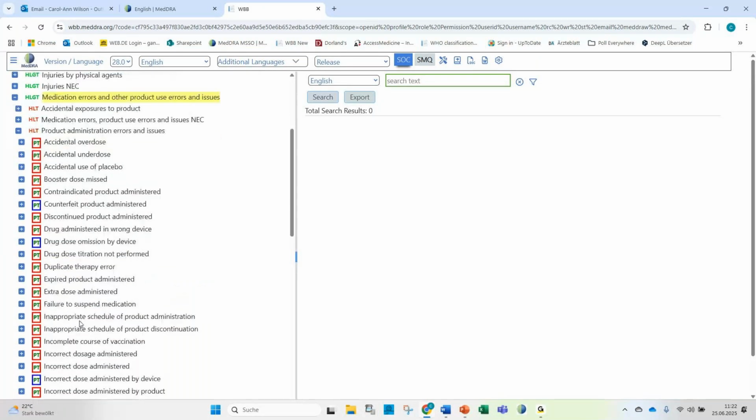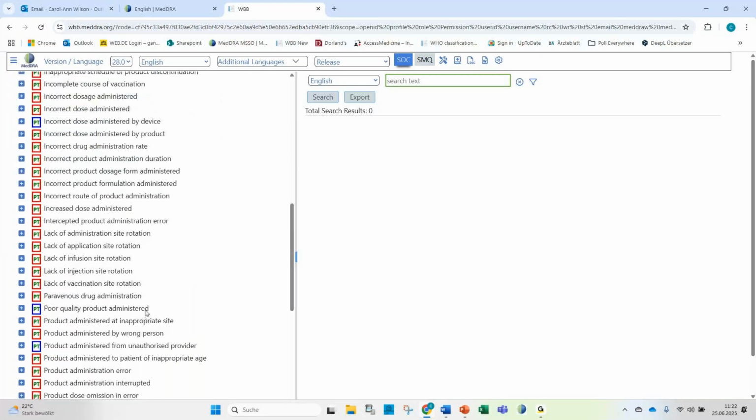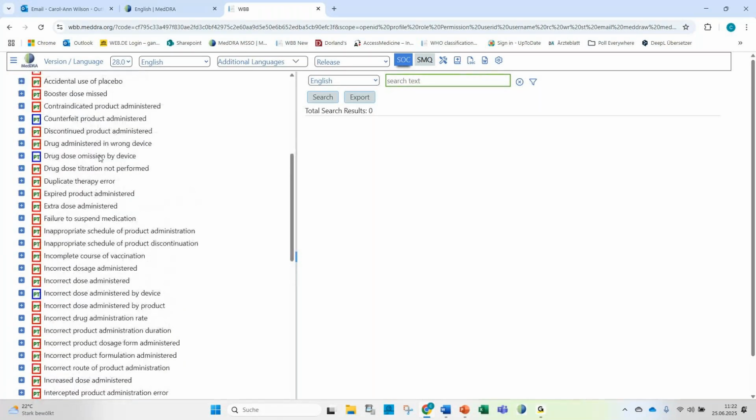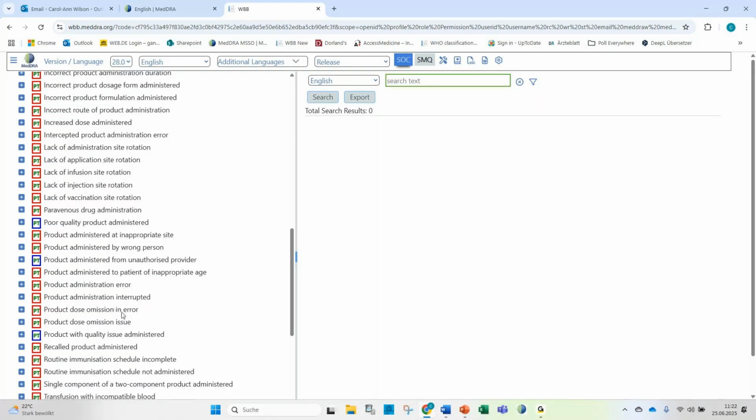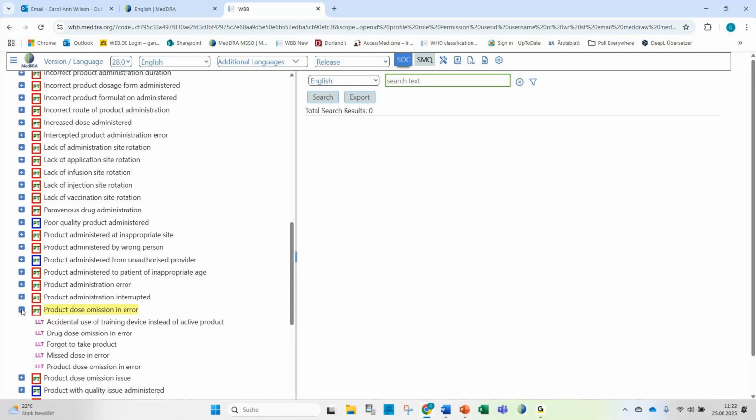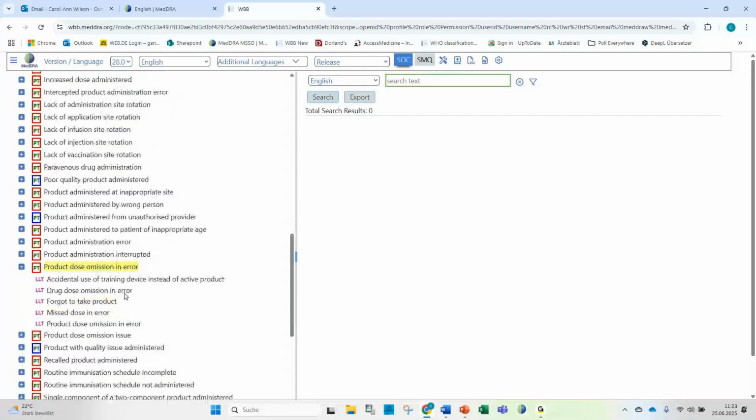And there is a drug dose omission. Here it is, drug dose omission by device. Here's the product dose omission issue, product dose omission in error. We know it was inadvertent, so it was an error. Let us look into this PT. Drug dose omission in error. That would be the best, closest LLT that we can find for the reported incident.